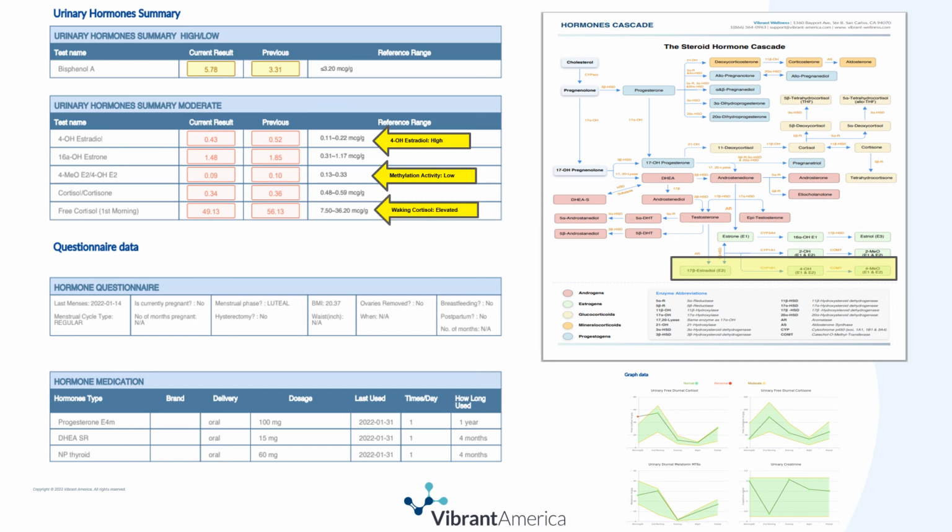Here is the waking cortisol marker, which is elevated, and you can see it on the free cortisol graph as a point above the reference range. This demonstrates that both the hormones and the metabolites provide valuable information to assist in assessing and treating at the root cause level.